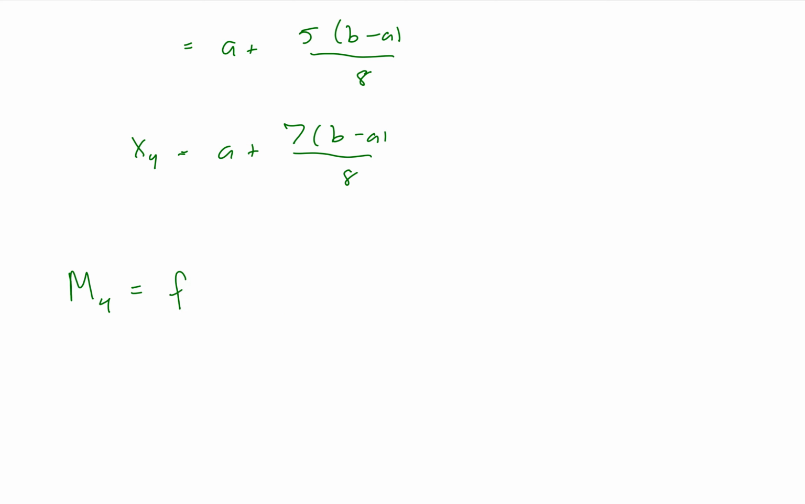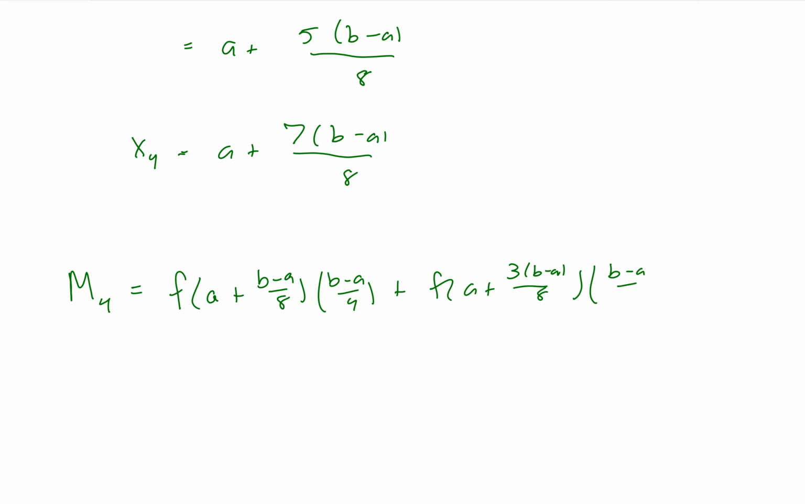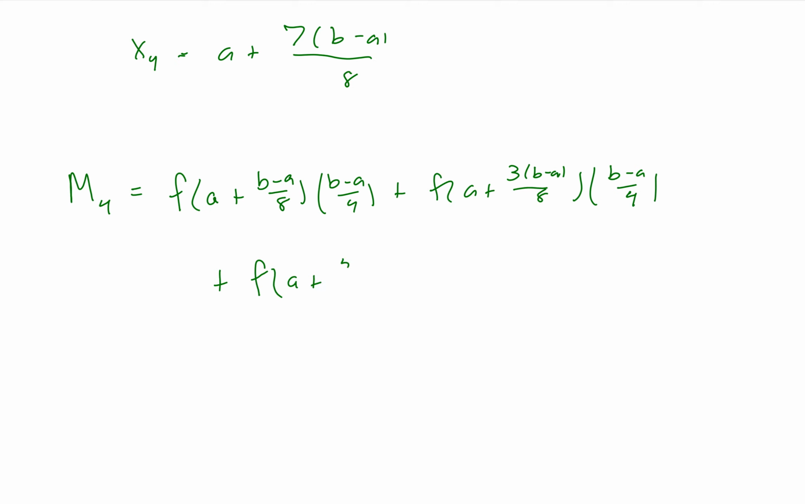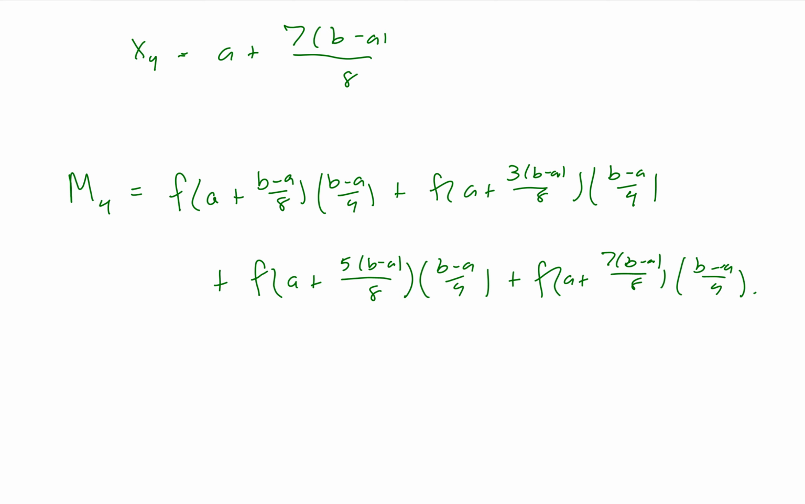It'll be a little bit easier. So f of a plus b minus a over 8. And then the width is still b minus a over 4 plus f of a plus 3 b minus a over 8 times b minus a over 4 plus f of a plus 5 b minus a over 8 times b minus a over 4 plus f of a plus 7 b minus a over 8 times b minus a over 4. So in future sections, we'll give formulas for the general midpoint sum. But for now, that's what it is for this one.